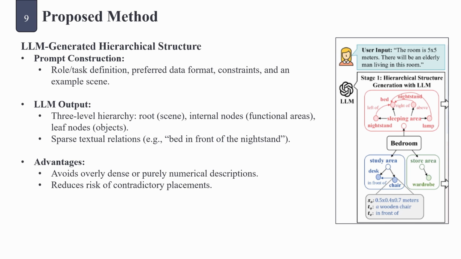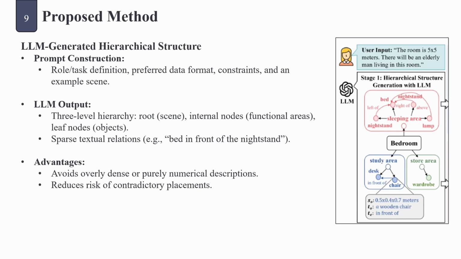A carefully constructed prompt is fed into the LLM, which includes the role definition, preferred data format, constraints, and an example scene. The LLM outputs a three-level hierarchy consisting of a root node for the entire scene, an internal node for functional areas, and leaf nodes for individual objects.